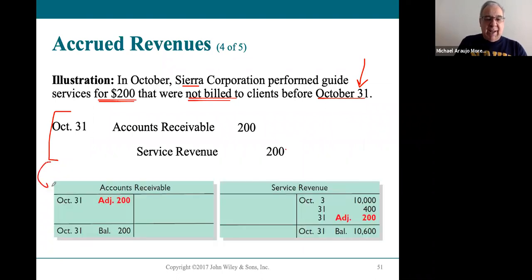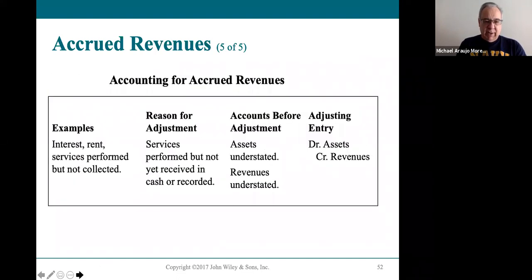Once we post that into their ledger accounts, now we have a balance in accounts receivable at the end of the month of October. And our service revenue, look, is adjusted now upward to $10,600 because of that new adjustment. Again, we've done 2 adjusting entries in this that have boosted our revenue by 600, which means our profit's going to be larger as well. Okay. Very important to include all of this. If we didn't do the accrued revenue, that's a problem because if that revenue is missing, so is the profit.